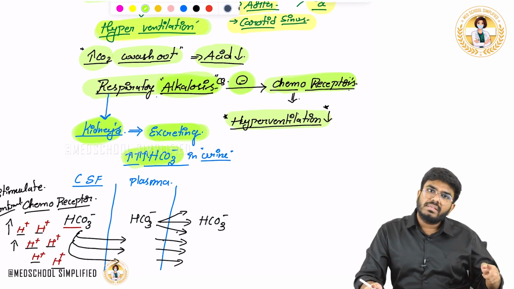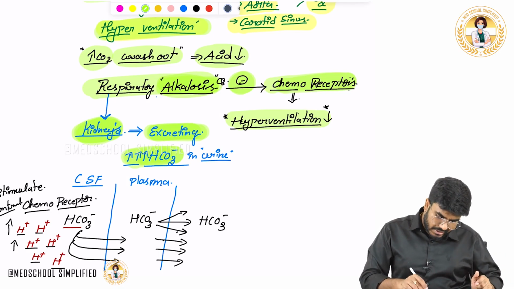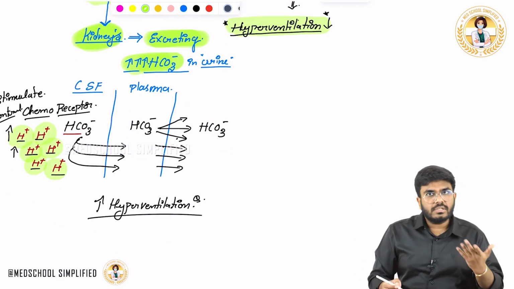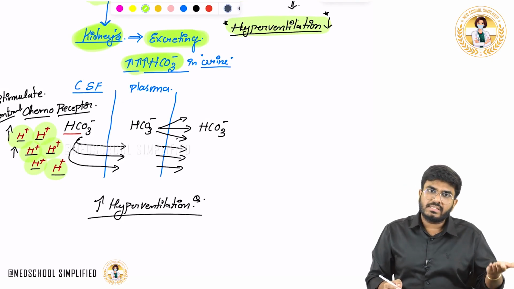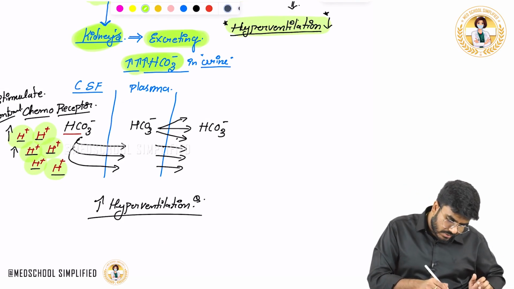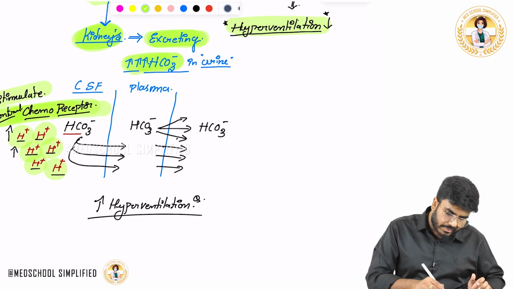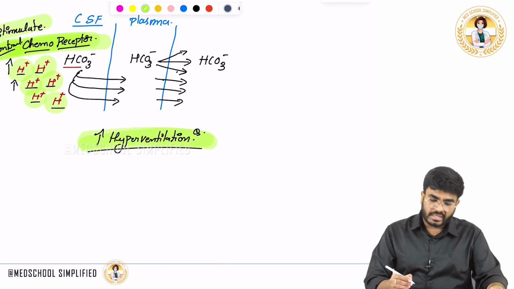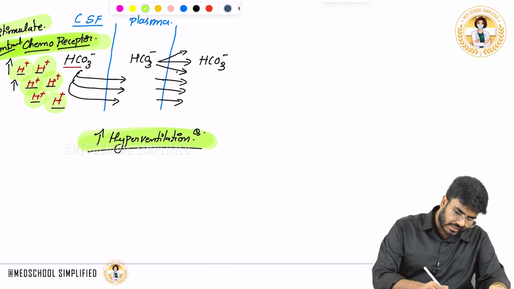As you excrete the bases, what happened to the H plus concentration? The relative H plus concentration increases. Now that is acidosis. Relative H plus concentration increases means acidosis. Now that acidosis is going to stimulate the chemoreceptors. Once the chemoreceptors are activated, again there will be hyperventilation. Now this patient is going to have hyperventilation again.